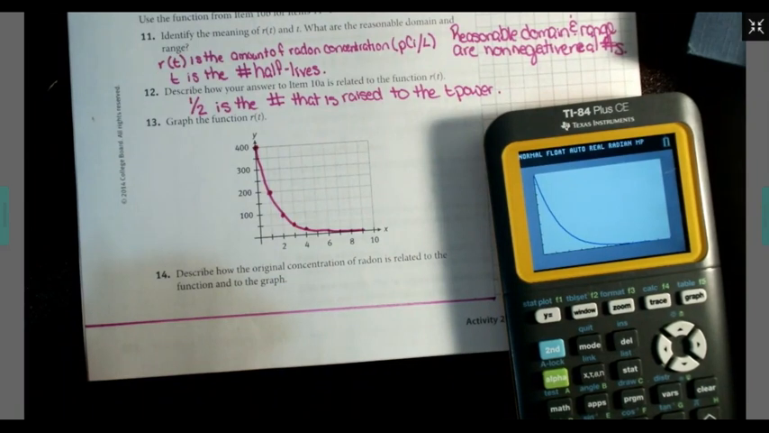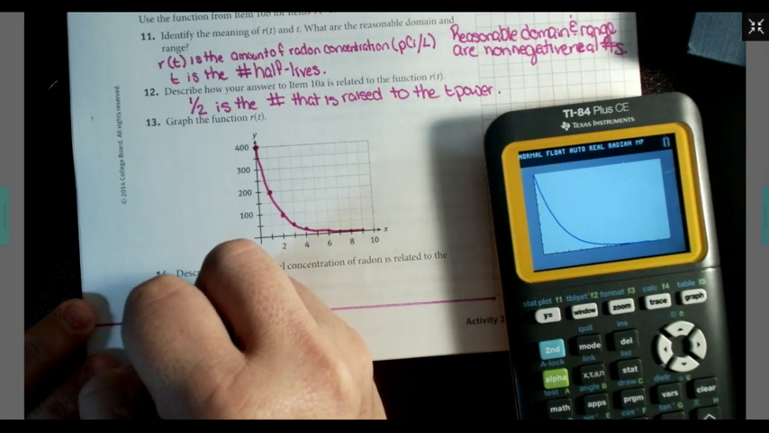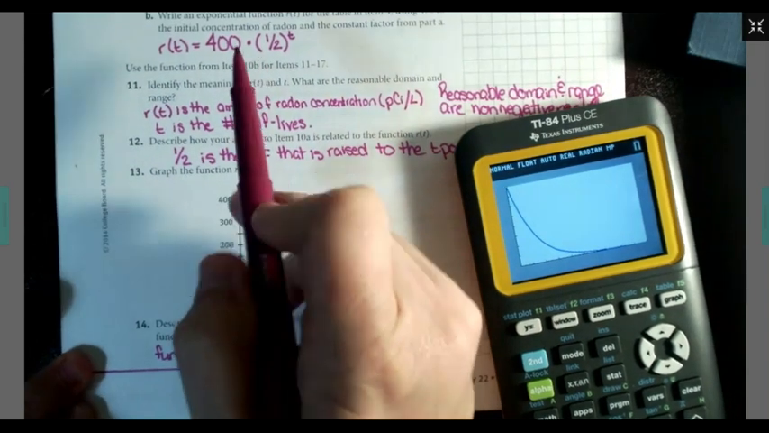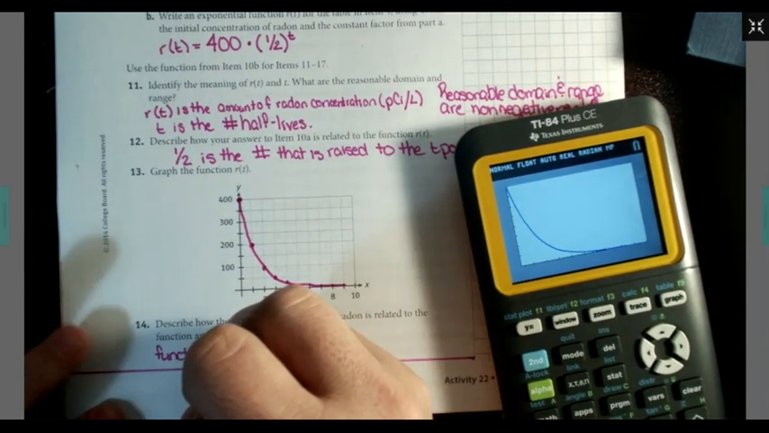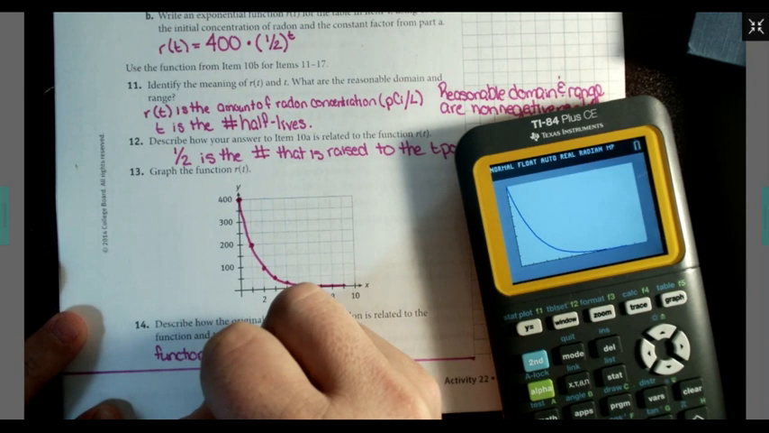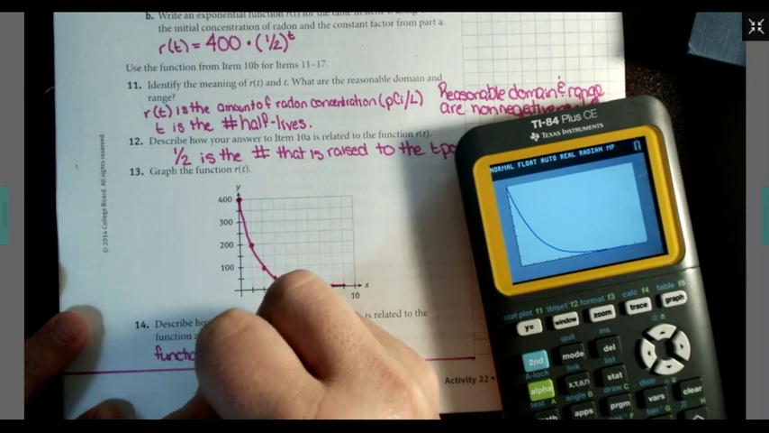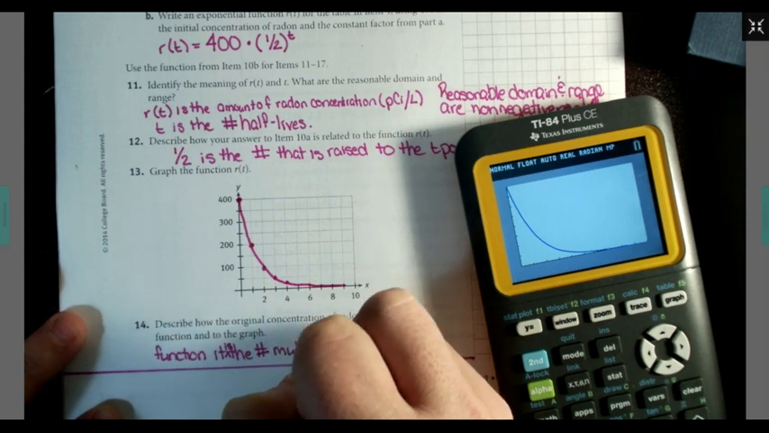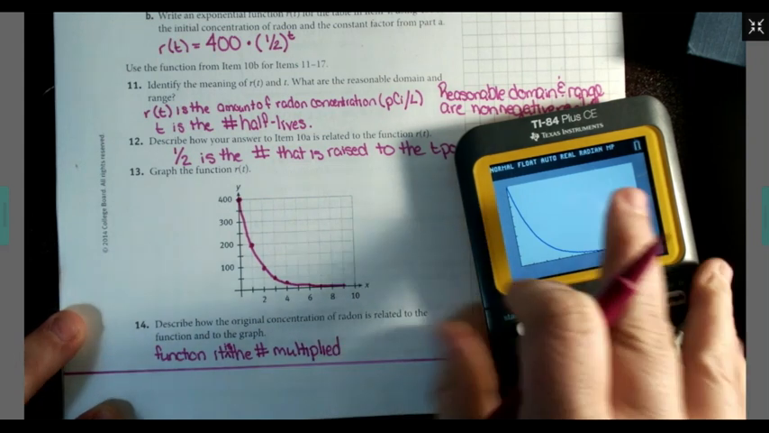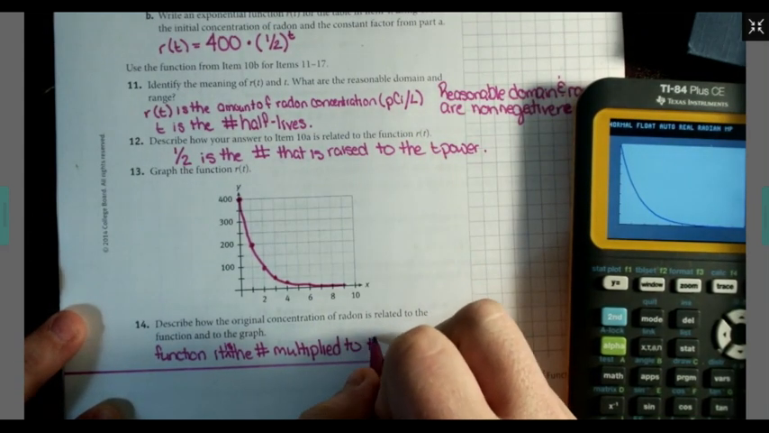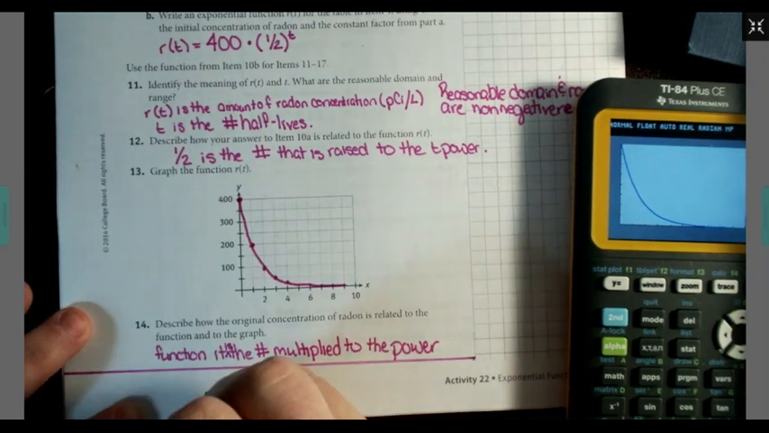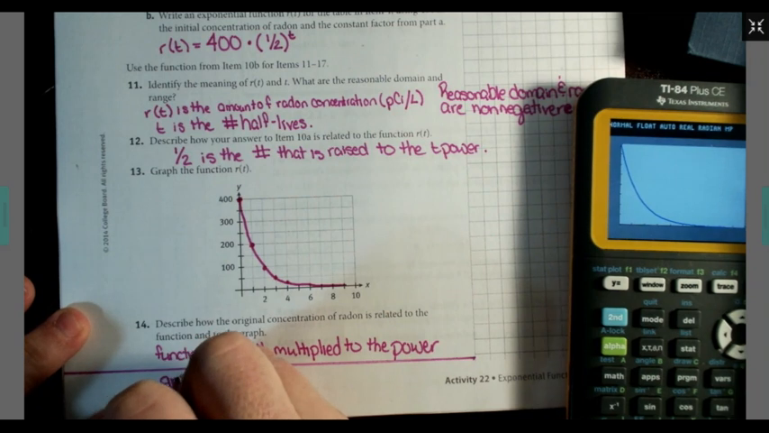Describe how the original concentration of radon is related to the function and to the graph. Well, in the function, that initial 400 is the number that is multiplied to the power. In the graph, that 400 is my y-intercept.